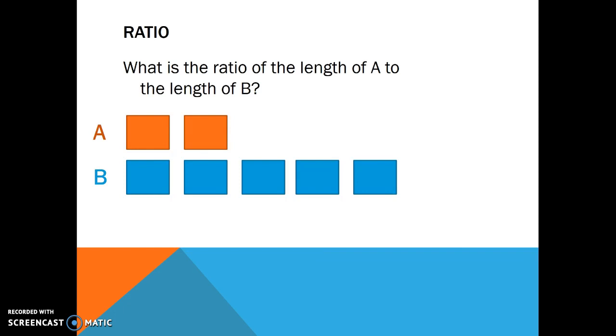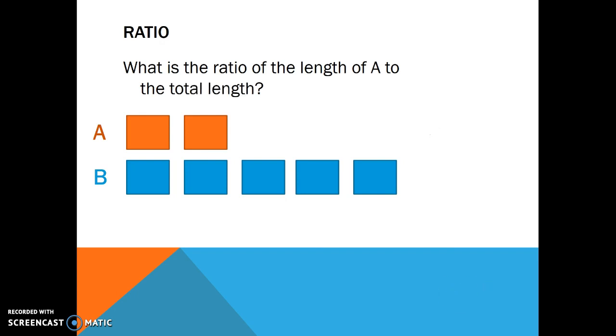All right, let's take a look at this ratio right here. What is the ratio of the length of A to the length of B? On your notes I'm at letter A. Well, let's take a look. We've got 2 units of A and we've got 5 units of B. We want to write A to B, so my ratio is 2 to 5.